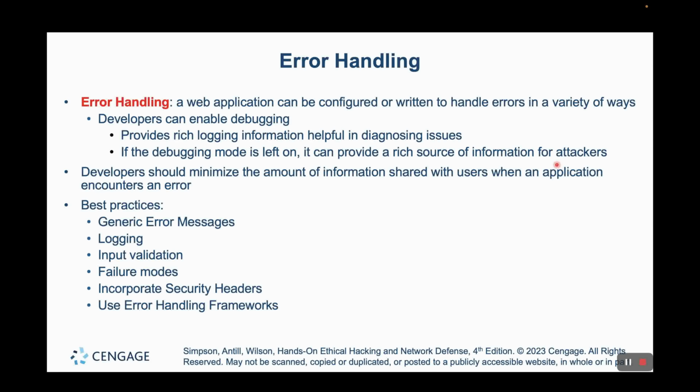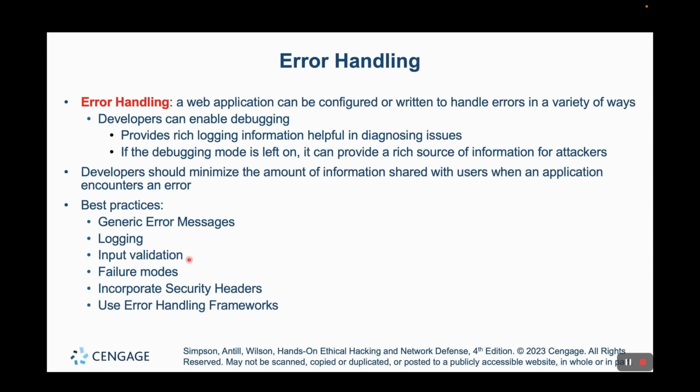I've seen this before. Sometimes, depending on the type of database, you will be able to know, okay, this database belongs to this type of operating system. Think about it this way, like Microsoft SQL Server. It definitely runs on a Windows server. However, developers should minimize the amount of information shared with users when an application encounters an error. There are different best practices. Provide them with generic error messages. Logging: make sure the logs are protected and access to them is restricted.